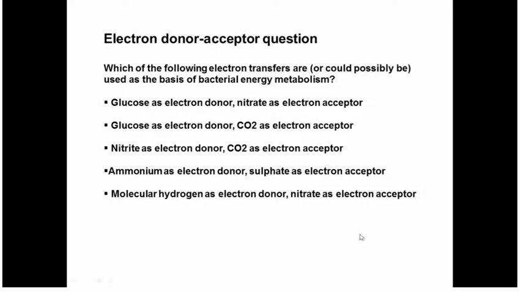Okay, glucose as the electron donor, nitrate as the electron acceptor. Does this work? Can it work? Who says yes? One person, two people. Who says no? No way, you're kidding me. Plenty of people. The answer is yes. This is the definition of anaerobic respiration, right? This is the overall process.